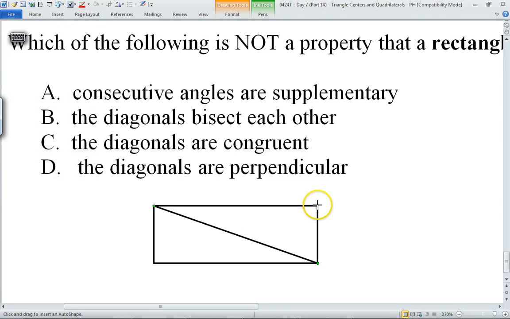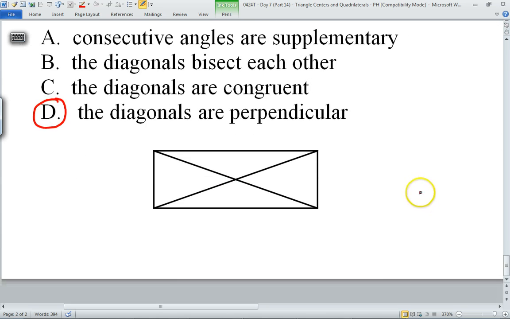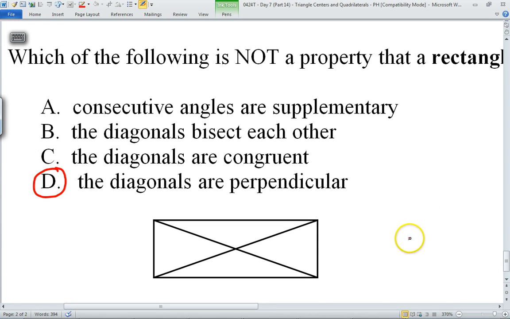Diagonal, diagonal. They cut each other in half. Diagonals bisect each other. The diagonals are congruent. Yep, same distance from corner to corner. The answer must be D. Let's read it just for fun. The diagonals are perpendicular. Nope, this is not going to be 90 degrees unless it was a square. A square would be the only rectangle that has perpendicular diagonals. Alright, and that is it for part 14.